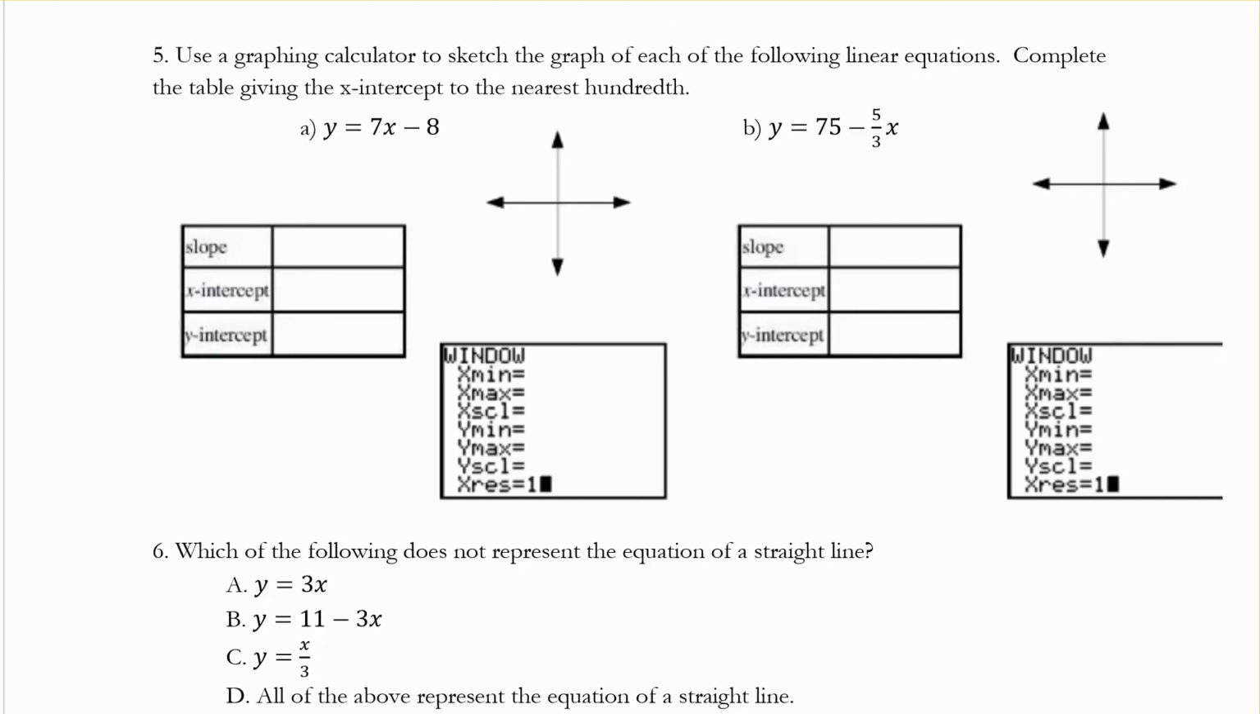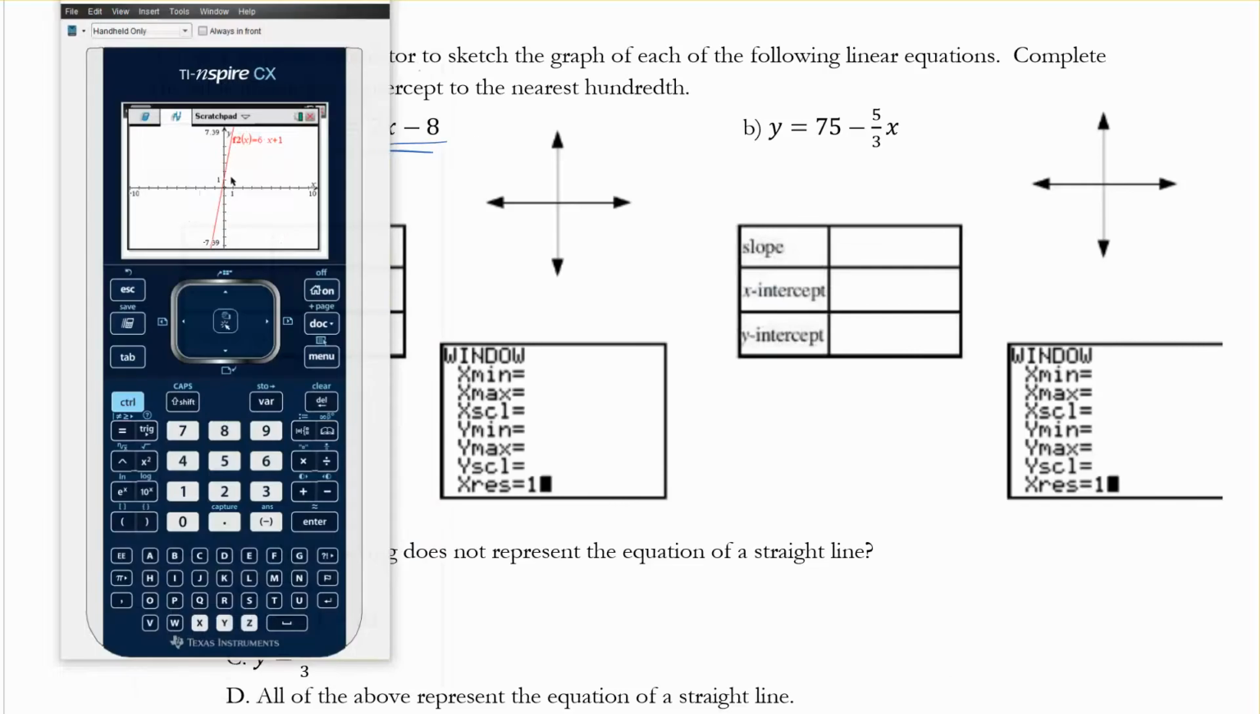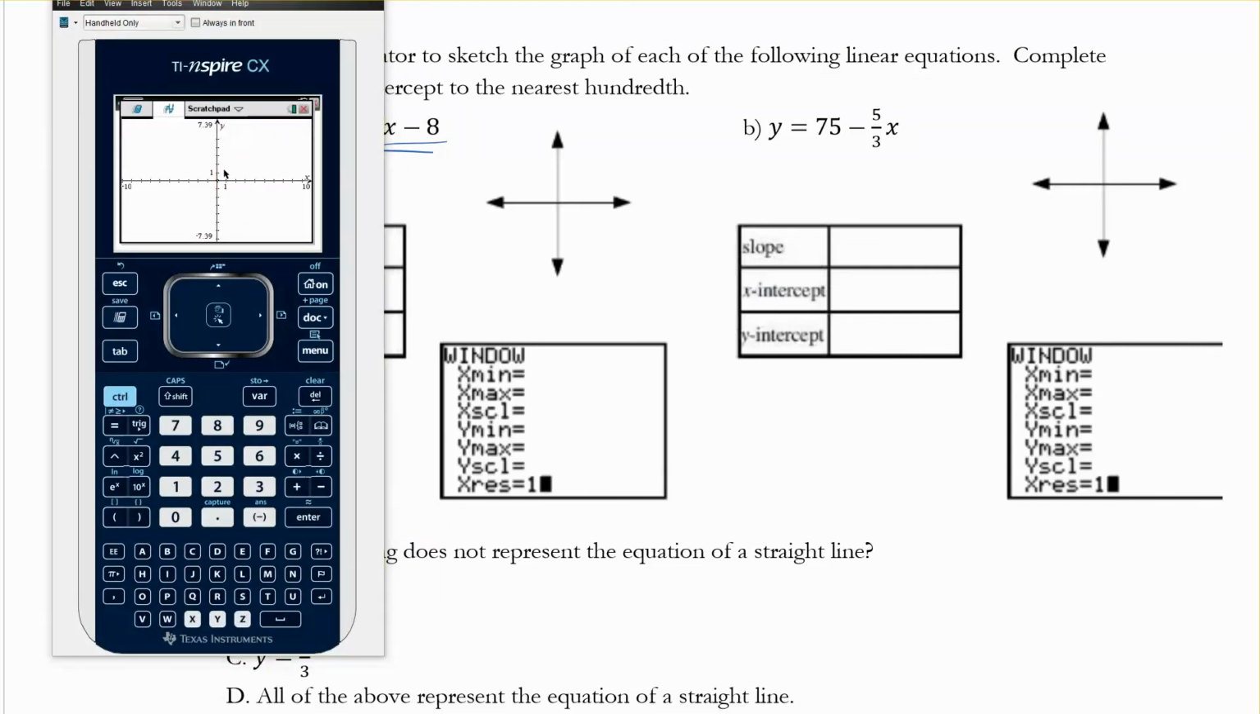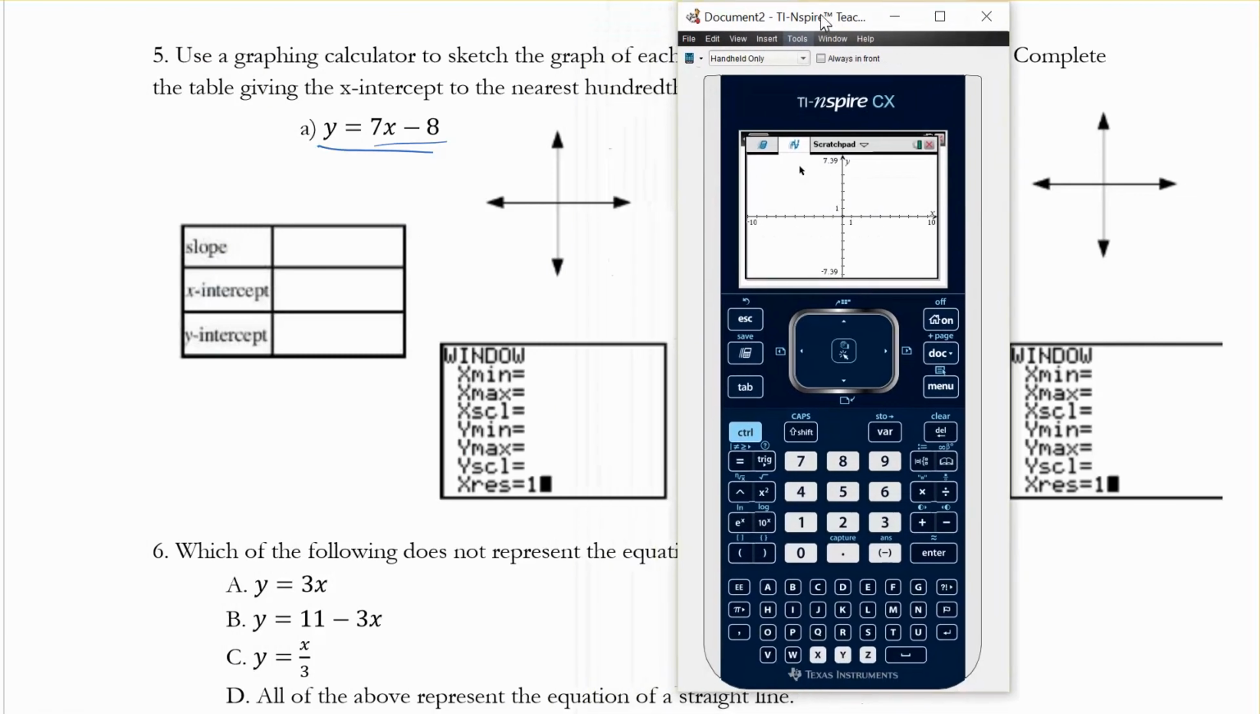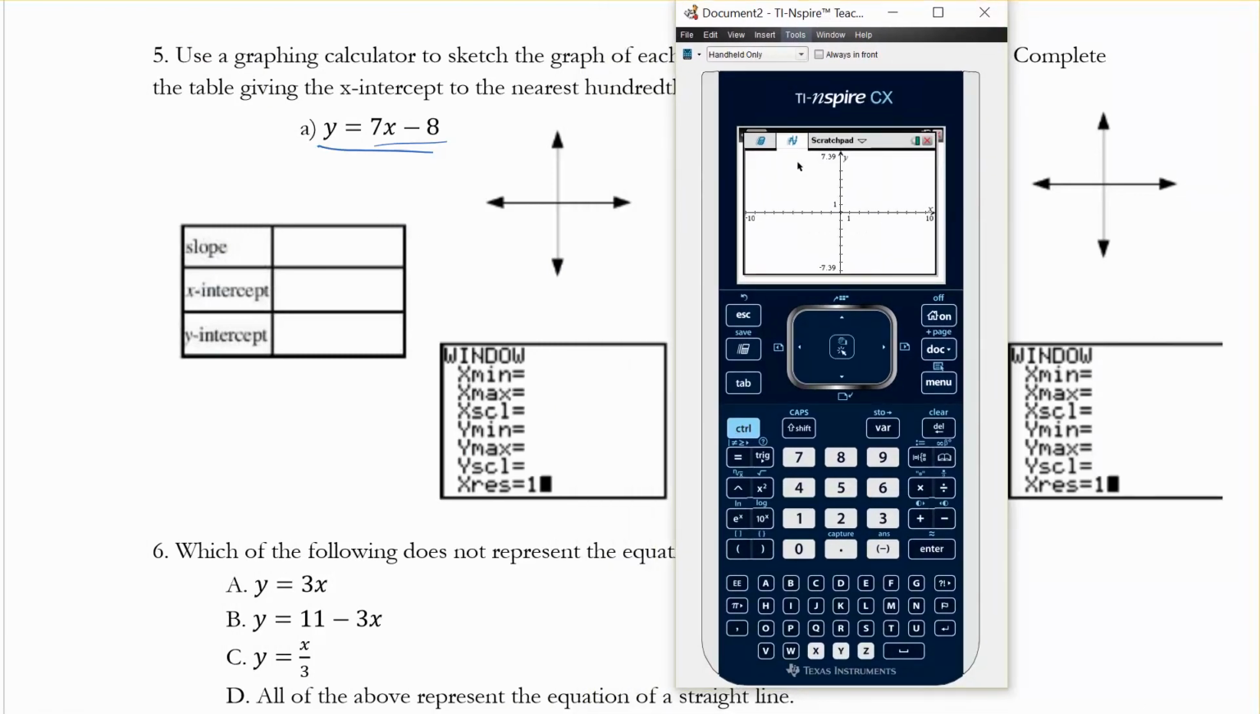All right, so for 5 here, it's a little bit of using your calculator, getting used to how your calculator works. It says use a graphing calculator to sketch the graph of each of the following linear equations. Complete the table giving the x-intercept to the nearest hundredth. So what we want to do is put this into our calculator. Grab your calculator, put this over here, and open up a, oh, can't find my pen.